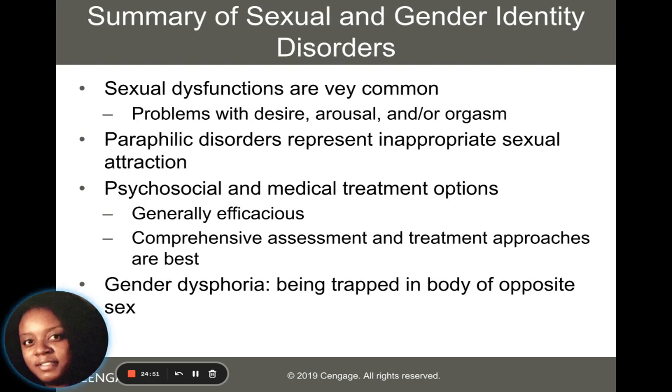So, to summarize, sexual and gender identity disorders. Sexual dysfunctions are very common. There could be a problem with desire, arousal, or orgasm. Those paraphilic disorders represent inappropriate sexual attractions. There could be some psychosocial and medical treatment options that can be helpful. There are also some comprehensive assessments and treatment approaches that are best. When it comes to gender dysphoria, a person might feel trapped in the body of the opposite sex, and they may desire to live their life as a different gender.